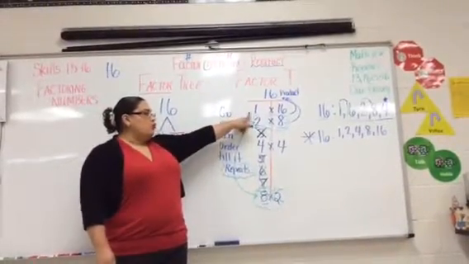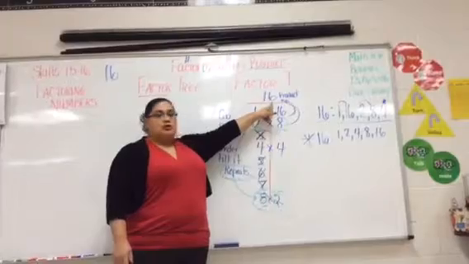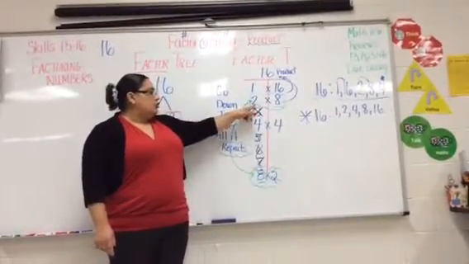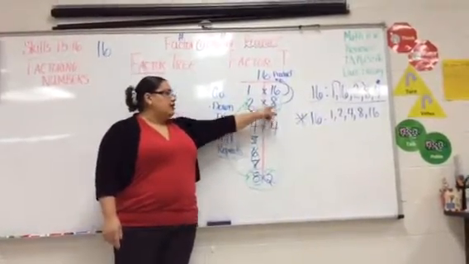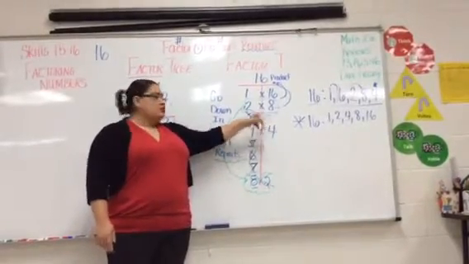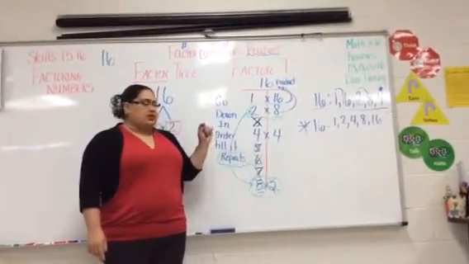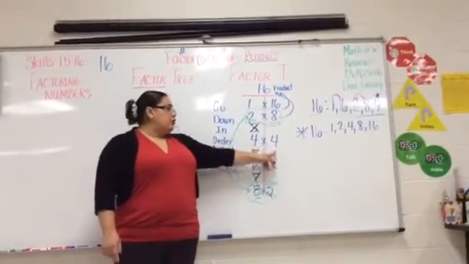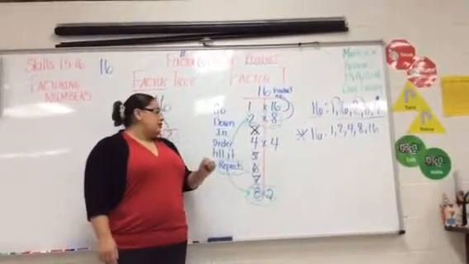You start with 1. 1 times 16 gives you 16. You go down to 2. 2 times 8 gives you 16. 3 times nothing, so 3 is not a factor of 16. 4 times 4 gives you 16.